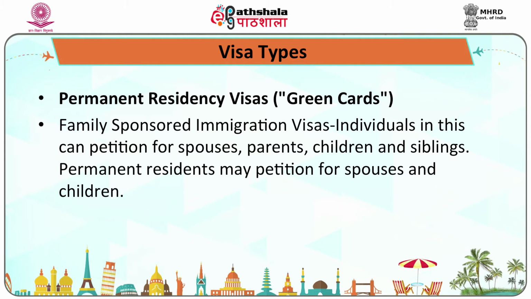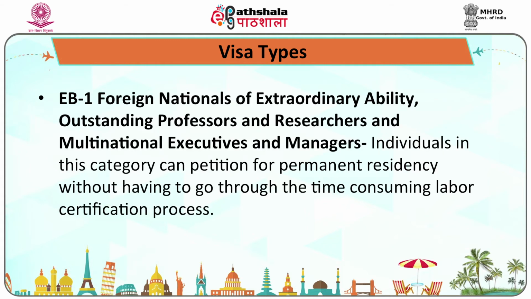Now, secondly, I will discuss permanent residency visas, that is, green cards. Firstly, family sponsored immigration visas. Individuals in this category can petition for spouses, parents, children and siblings. Permanent residents may petition for spouses and children. Employer sponsored immigrant visas are given via an employer for employment.